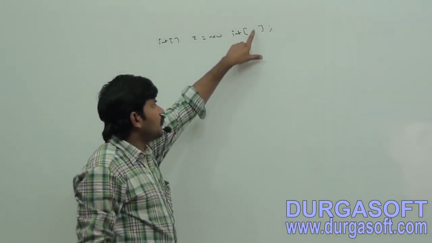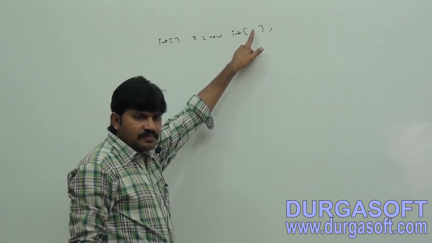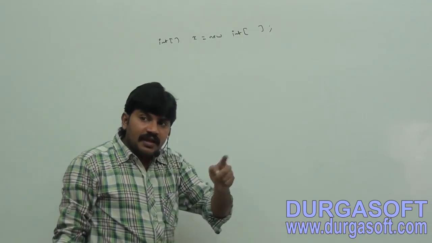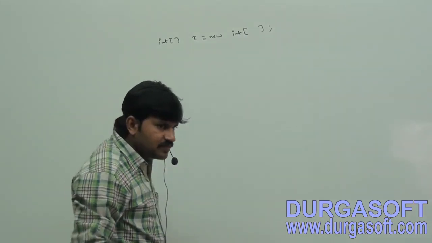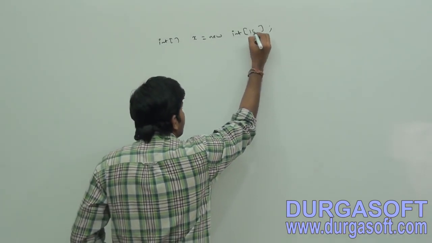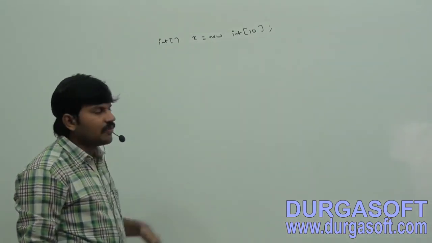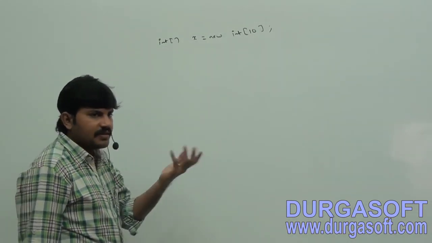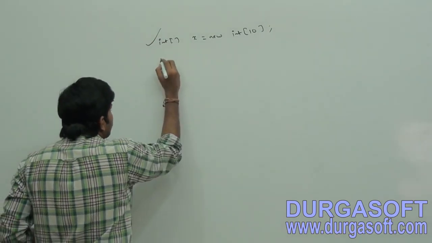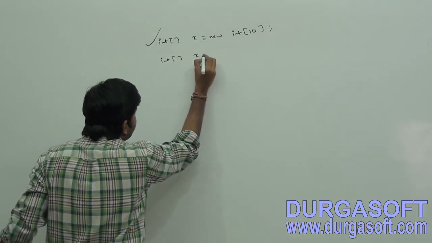Can you tell here what I have to take? Size. Can you tell which data types are allowed to specify the size? Sir, int. Allowed or not? Allowed. Sir, I want an int array with a size of 10. Can you tell, is it allowed or not?